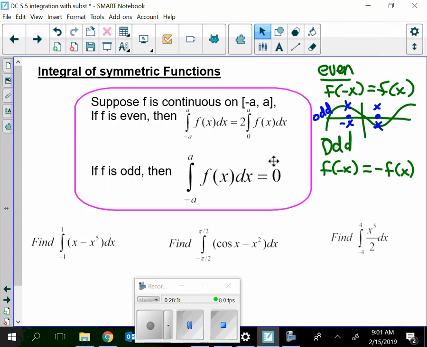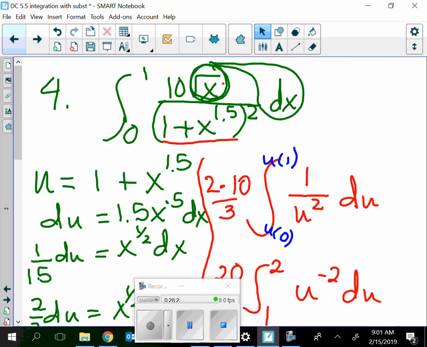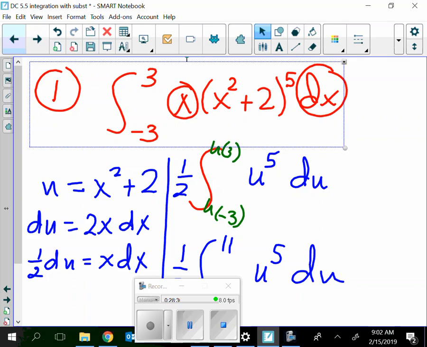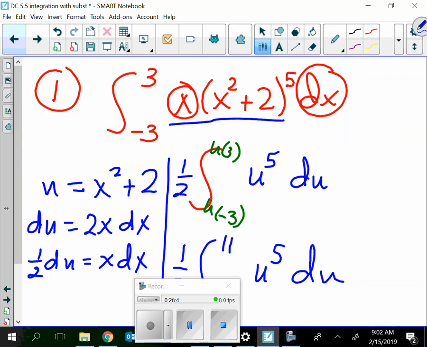So on the last problem, let's take a look. The first thing we noticed is that it has the -a to a. Then we should be saying, wait, let's make sure this is even or odd, because if it's odd, it'll save me a little bit of time. It'll save me all of this. So what we do to check for odd or even symmetry.